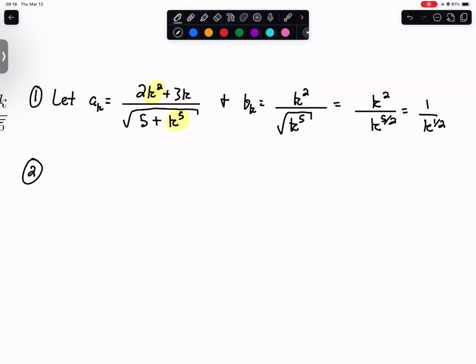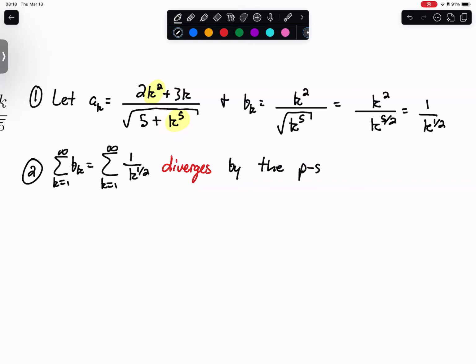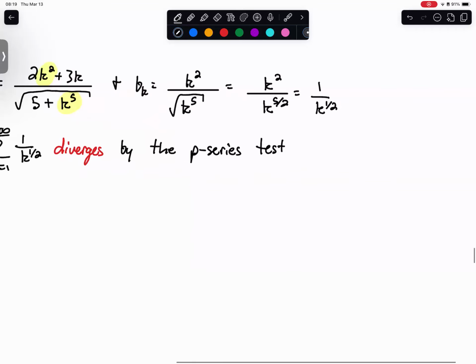Now, I also need to know something about the sum with BFK. And I can quickly tell by p-series tests that this series will diverge. That's because my exponent is 1 half, and 1 half is less than or equal to 1. So I know that this guy diverges, and I know it diverges by the p-series test, since I know my p is 1 half, which is less than or equal to 1.